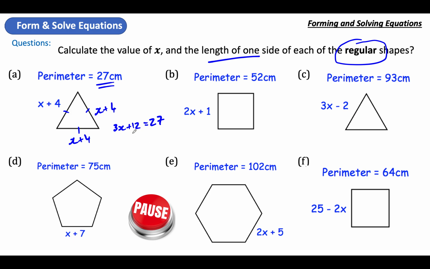So there's my equation. Then I take away 12 from both sides to get 15. And then divide it by the 3 to get x is 5. So each side will be equal to 5 plus 4, which equals 9 centimeters. Okay, so I want you to have a go at the rest, please. These are the final task for this bit, and then you can go.